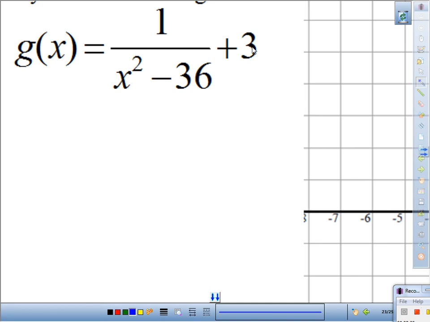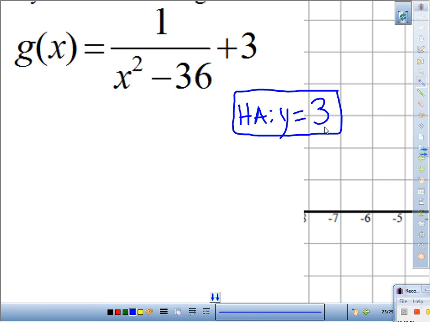So we can assume that from here we can get our horizontal asymptote, which is y equals what? 3. Okay, so that one's the easy one. However, look at this. How can we factor that? What's that? It's a difference of squares, but aren't we going to end up with two factors?